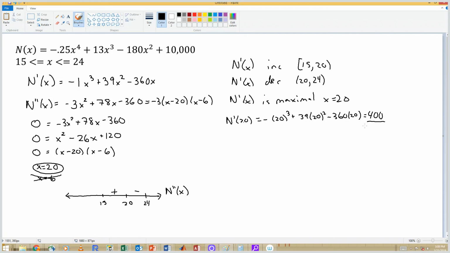So the rate of change when I increase advertising, the rate of increase of sales, is maximum at $20,000, and that rate of change is 400 units per $1,000 of advertising.